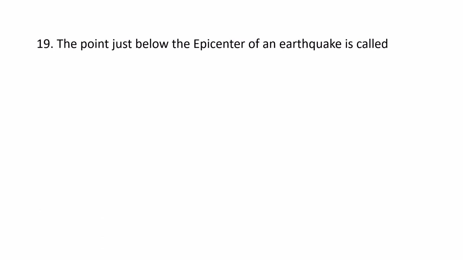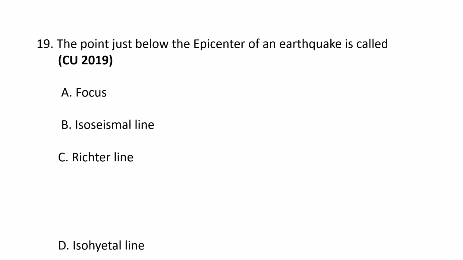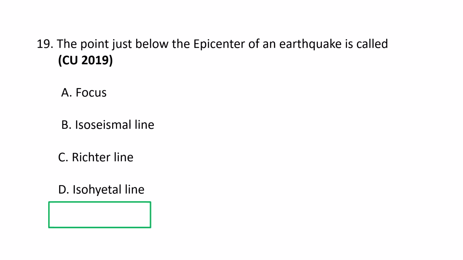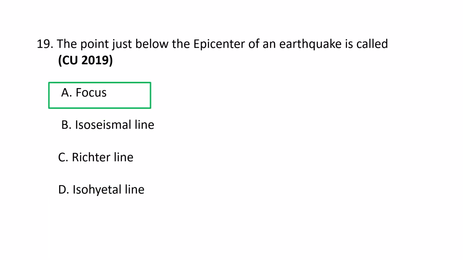Next question. The point just below the epicenter of an earthquake is called A. Focus, B. Isoseismal line, C. Richter line, and D. Isohydraulic line. The point directly below the epicenter of an earthquake is called the focus or hypocenter. It is the point where earthquake rupture actually begins, and it is located within the Earth's crust or mantle.